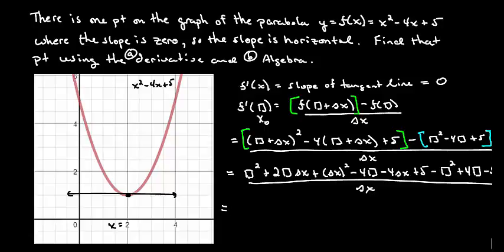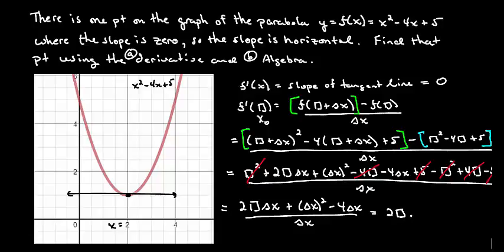So what cancels out? Well, the boxes squared cancel out, the negative 4 box and the positive 4 box, and the 5 and the negative 5 cancel out. So what do we have? We've got 2 box delta x plus delta x squared minus 4 delta x over delta x, which reduces to 2 box minus 4.